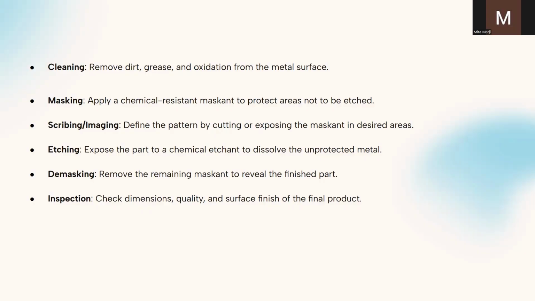Etching: expose the part to a chemical etchant to dissolve the unprotected metal. Demasking is removing the remaining maskant to reveal the finished part. And then inspection would be to just check the dimensions, quality, and the surface finish of the final product.